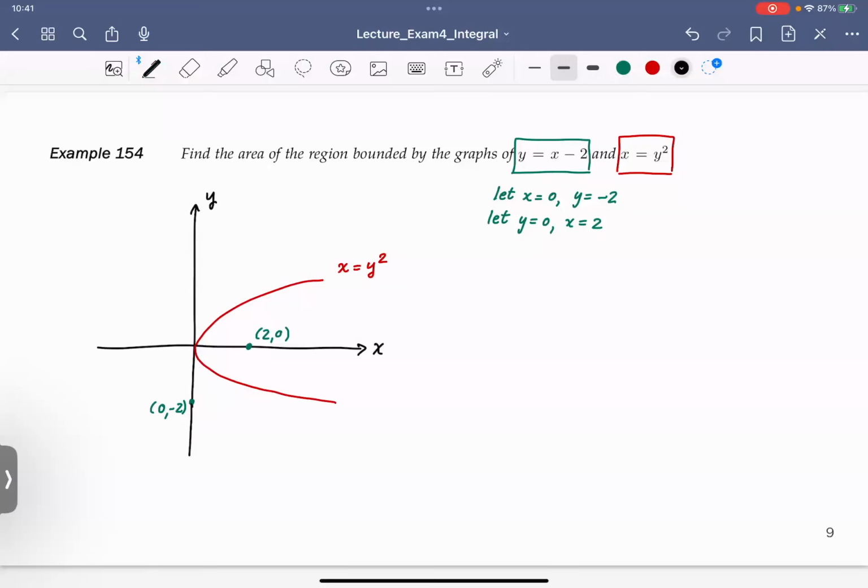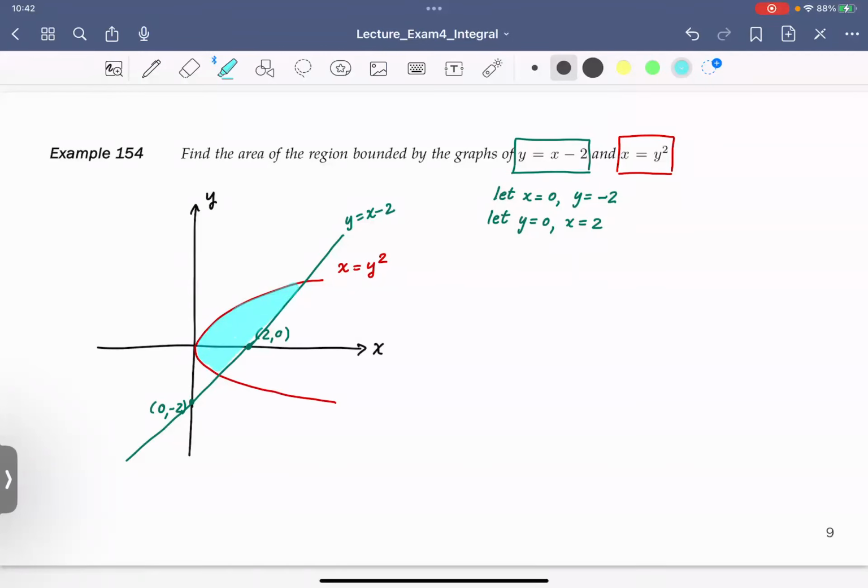All right. And once you have the intercept, you can draw the line. So this is actually the line y equal to x minus 2. So once you have these two curves, you can shade the region you want. So this is the one that you want, here.